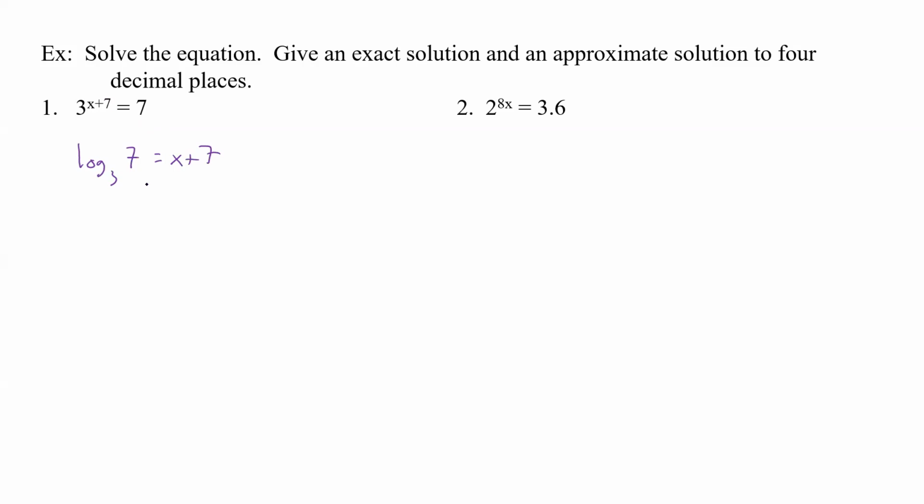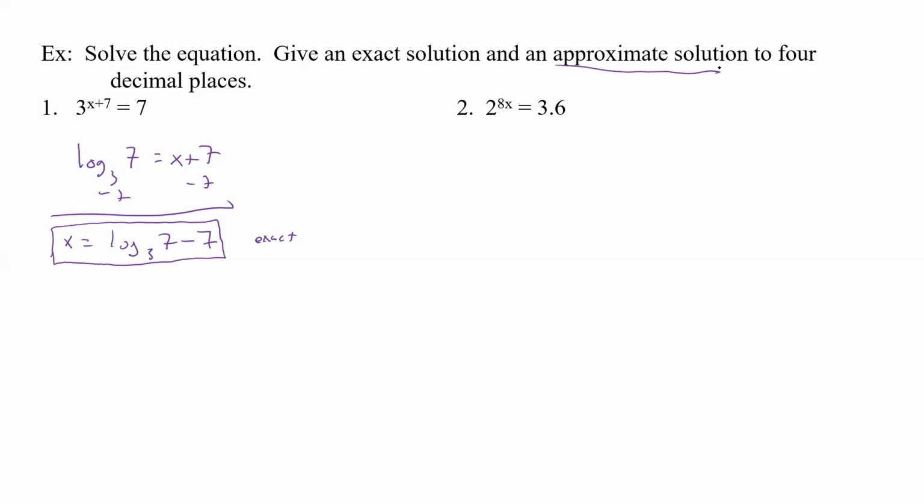Now, let's see. We want to solve for x. So our x is here, so if we subtract 7, we get x equals log base 3 of 7 minus 7. So this is our exact value, okay? So that's the first one they want. And then they want the approximate solution to 4 decimal places. So here we're going to have to convert this using the change of base formula. So that's going to give us ln of 7 over ln of 3 minus 7.